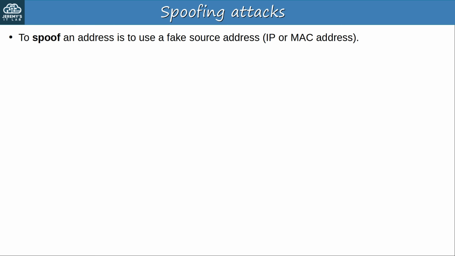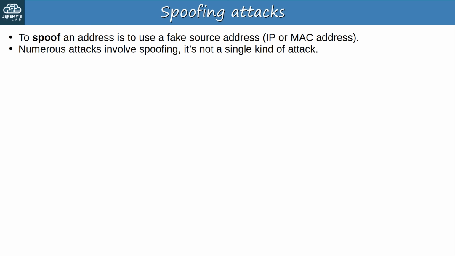Next, let's look at spoofing attacks. To spoof an address is to use a fake source address, for example, a fake IP or MAC address. There are numerous attacks that involve spoofing. It's not a single kind of attack. An example of a spoofing attack is a DHCP exhaustion attack.